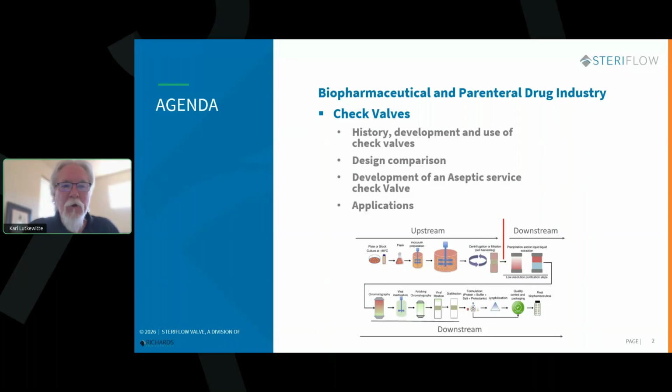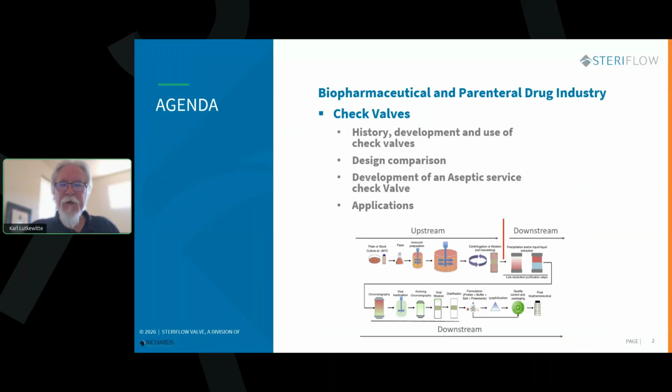So today we're going to talk about check valves in the biopharmaceutical industry. We're going to talk about the history and development of check valves. We're going to compare designs between some of the early, what we would term hygienic check valve designs and the newer aseptic designs that we have. We'll end this presentation talking about applications in biopharmaceutical, in parenteral processes, both upstream, downstream, and on clean utilities.